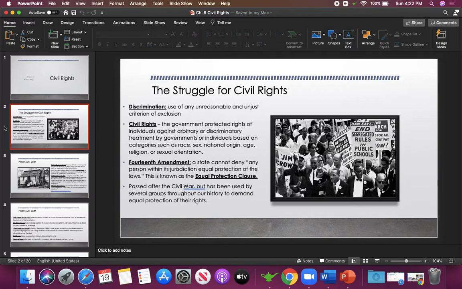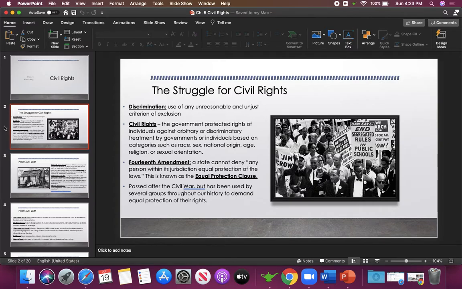Much of civil rights legislation depends on the 14th Amendment. And we refer to that part of the 14th Amendment as the Equal Protection Clause, that any person within the jurisdiction of the United States is entitled to equal protection of the laws. And so this addresses having different laws in different places.